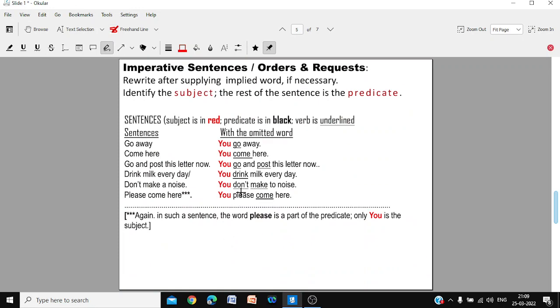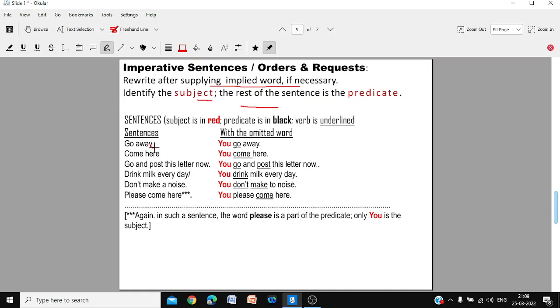Imperative sentences, orders and requests. Here, you have to rewrite, but you have to supply the implied word. One word may be omitted, that is understood. You have to supply that. Then you identify the subject, and the rest is, of course, predicate.